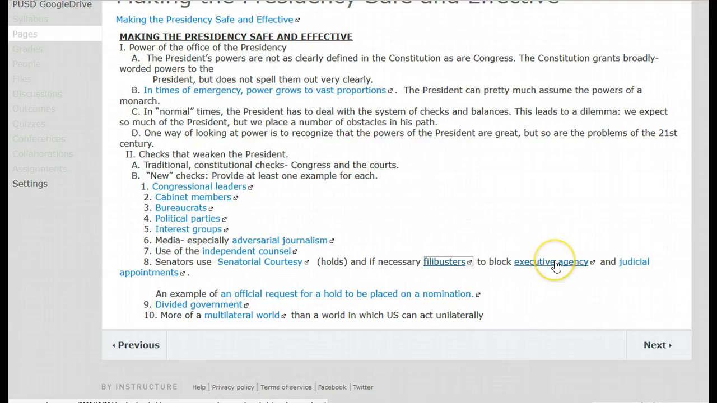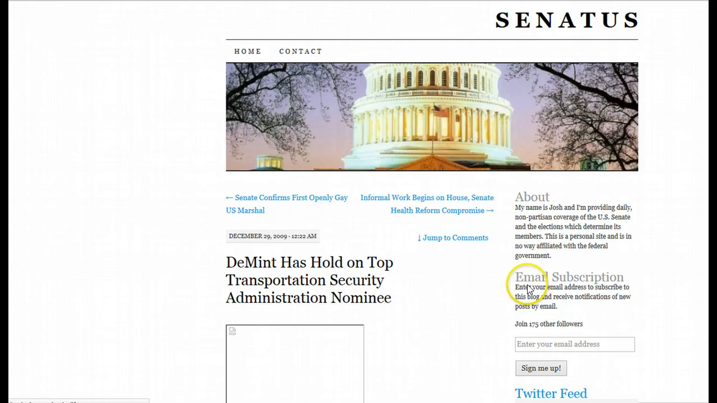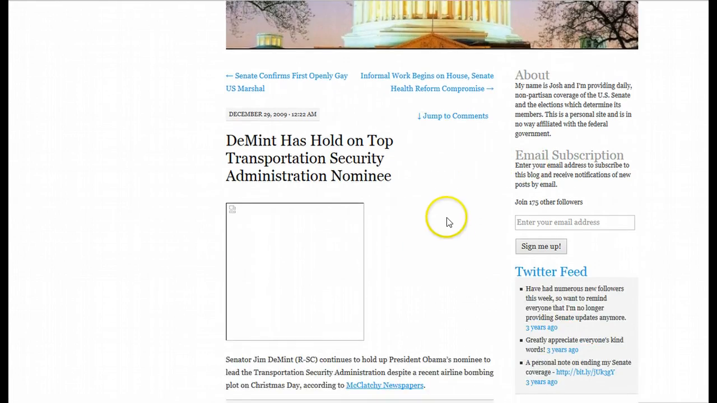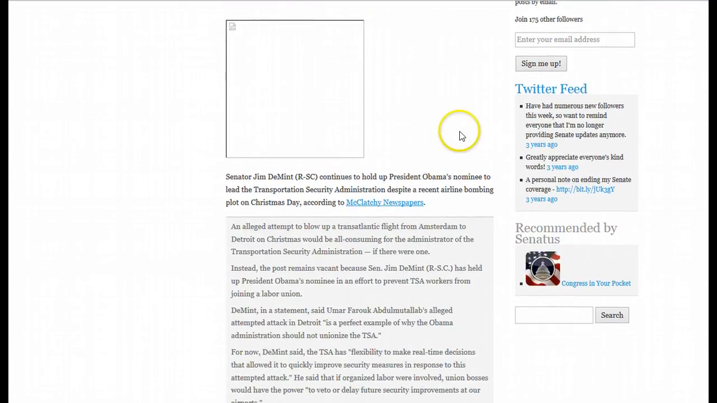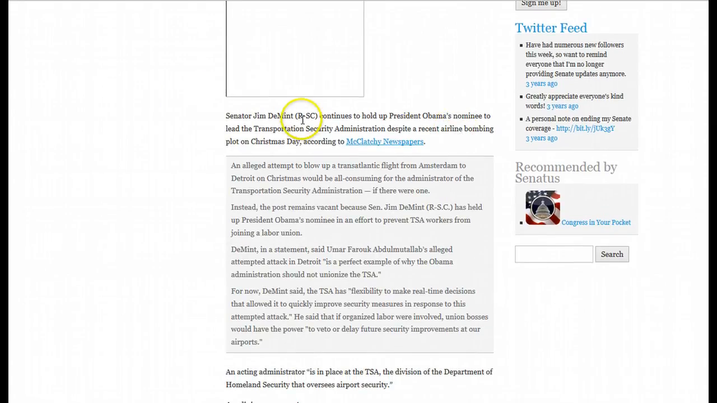Our next one was just another example of this, and it was about a person this time, and it was about an executive agency. This went back to 2009, but I thought it was very good for you to see the phrase here. Senator Jim DeMint, who's no longer in the Senate, but he was a Republican from South Carolina, held up President Obama's nominee to lead the Transportation Security Administration, despite a recent airline bombing plot on Christmas Day. I don't know if you remember this. It's the guy that tried to have like an explosive device in his underwear.